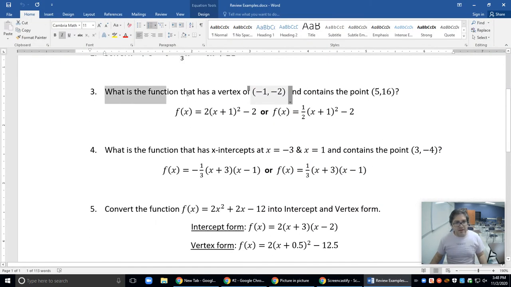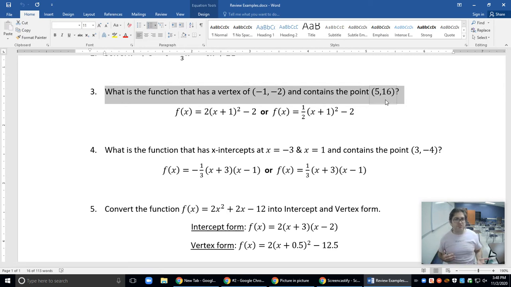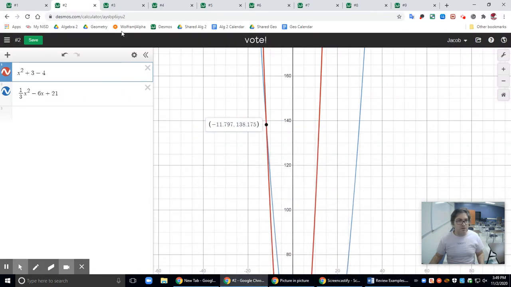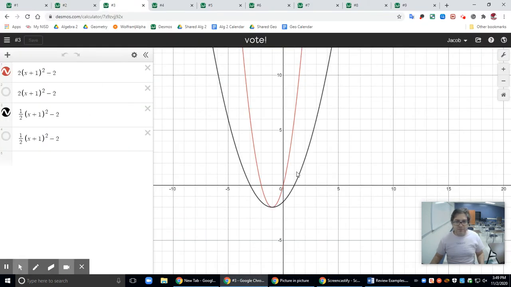Here I have, what's the function that has a vertex of -1, -2, and contains the point 5, 16? Well, all your answer choices are going to be functions. So all you got to do is graph your answer choices and verify that those points are there. So I'm going to graph these two options. So I have everything graphed right here.